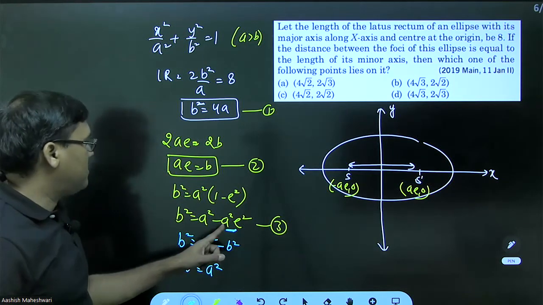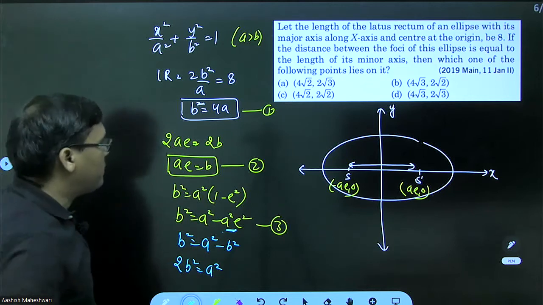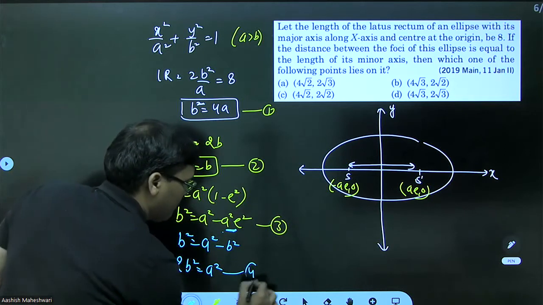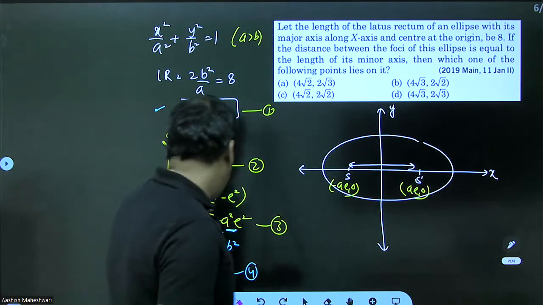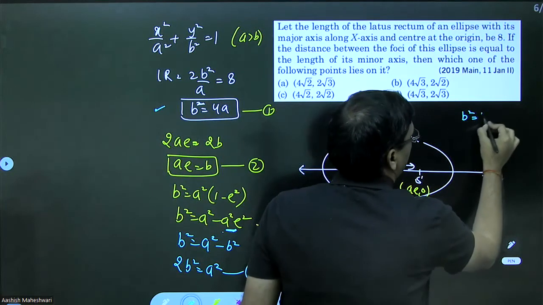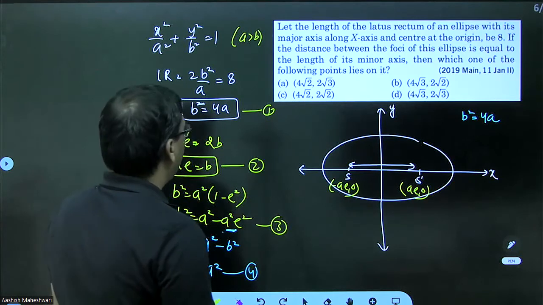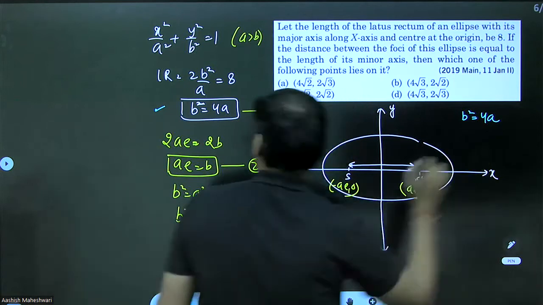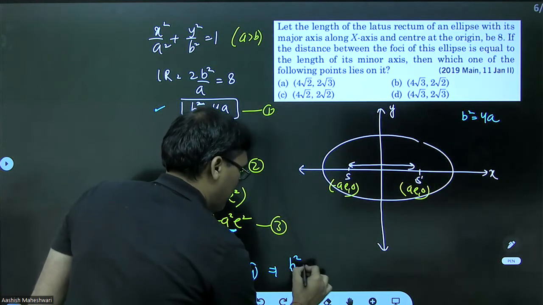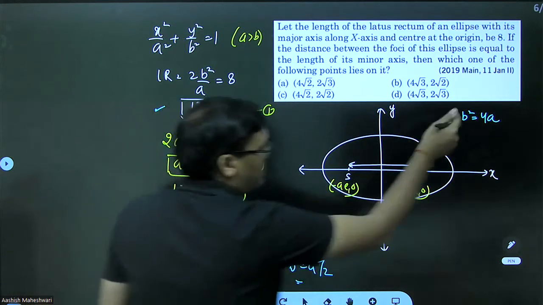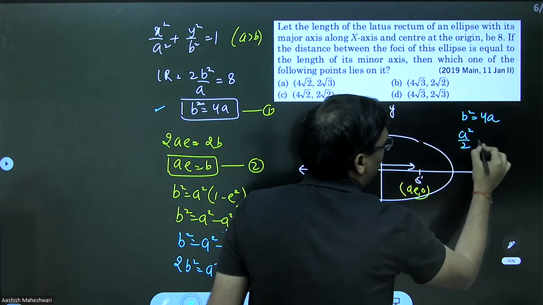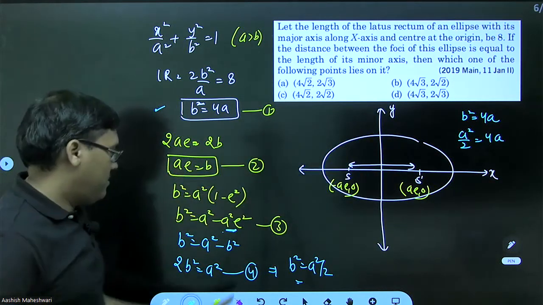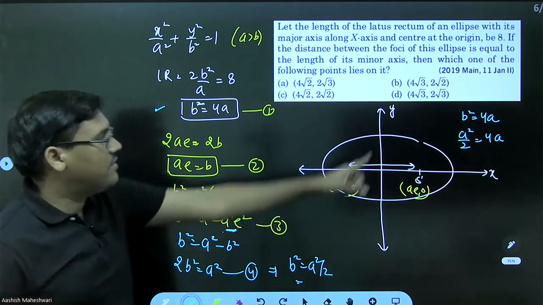I hope this is clear. So now we have to find the values of a and b. You can see this is the fourth equation we have. b square is equal to 4a, and b square is equal to a square by 2. I am just putting it here. So a square by 2 is equal to 4a.